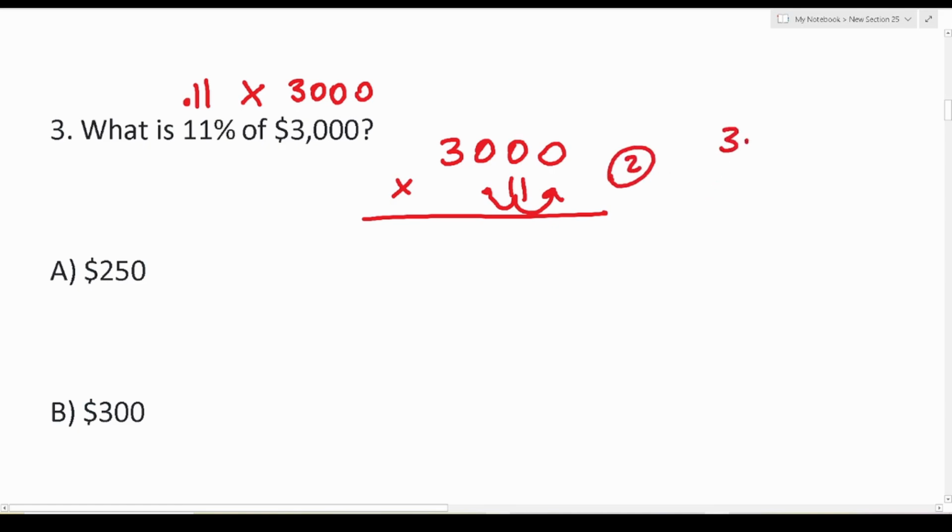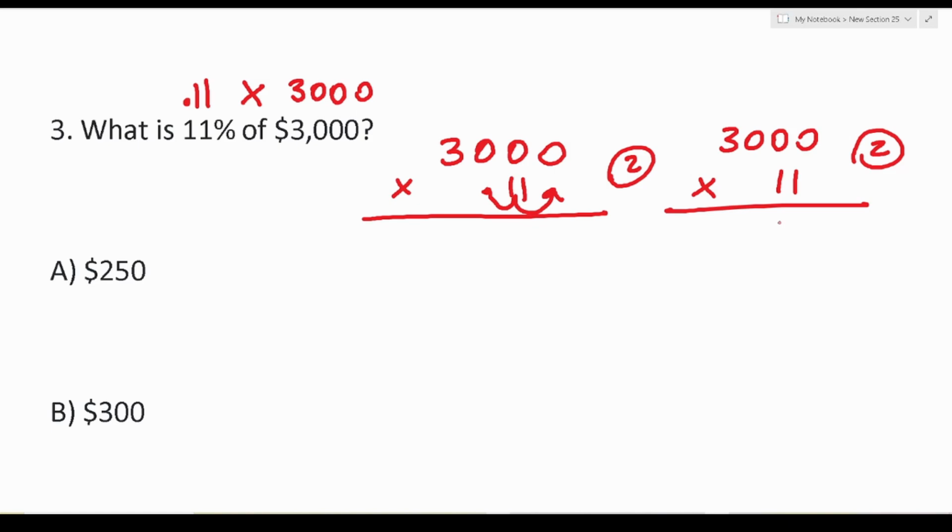This will become 3,000 times 11, albeit with 2 decimal places to shift back into the left when I'm done. So I moved them to the right here to get rid of them, as you can see right here. Once I work this out without the decimals, I'll shift them back into the left. So technically they didn't go anywhere. I'm just shifting them around so that the math becomes a little bit easier. So let's work this out.